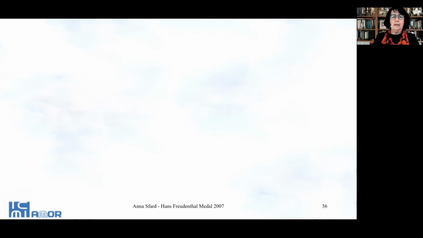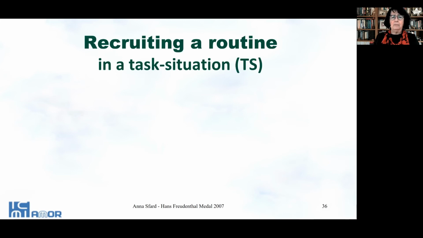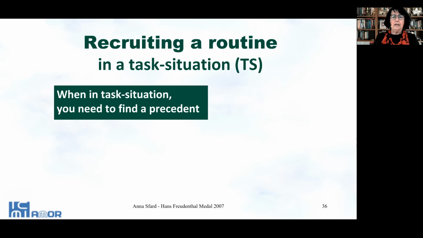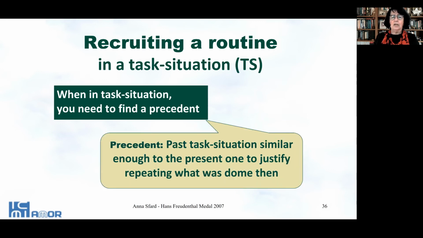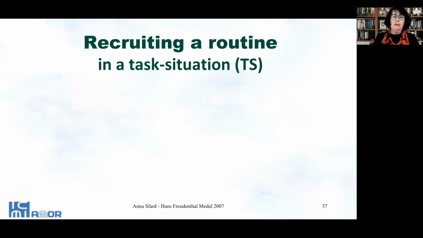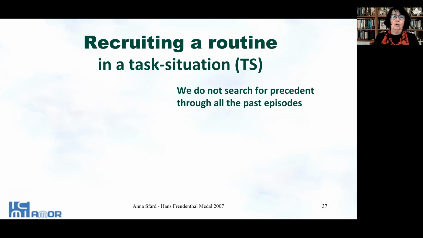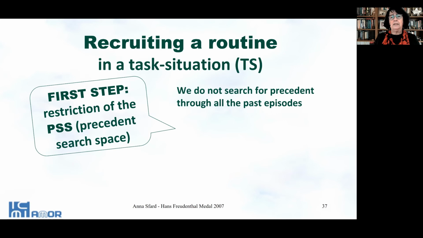Okay, let me present one plausible scenario for how it happens. It is inspired by what can be learned from the most recent developments in cognitive neuroscience. Let me remind you that your first step in a task situation is finding a precedent, a past task situation similar enough to the present one to justify repeating now what was done then. Obviously, you cannot search for the precedent through all your past experiences. This would be impractical.